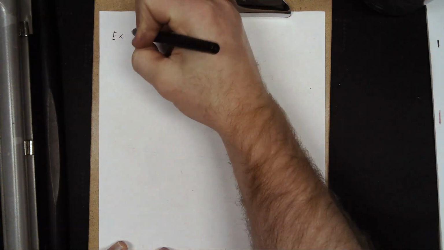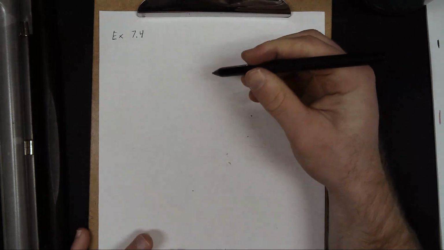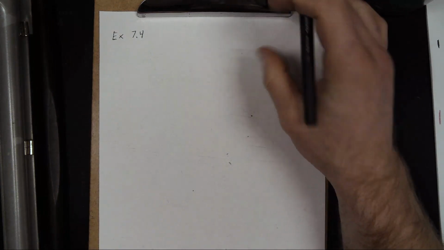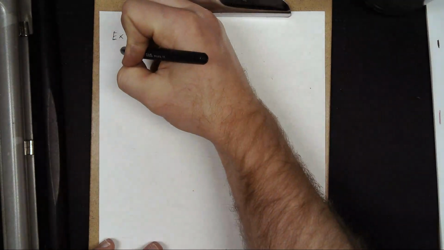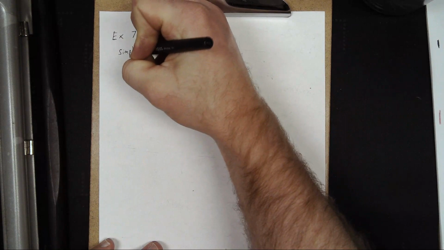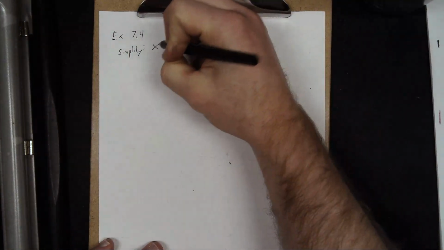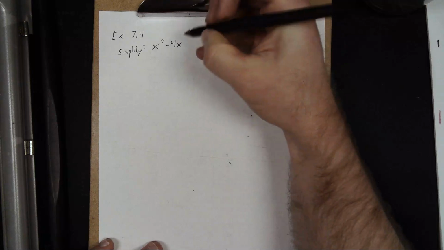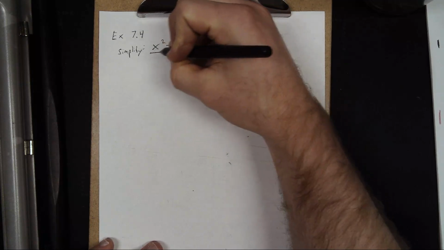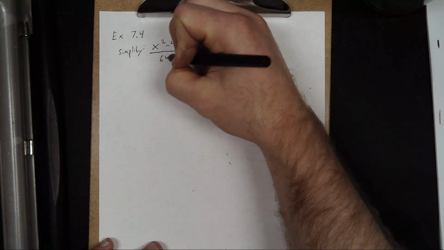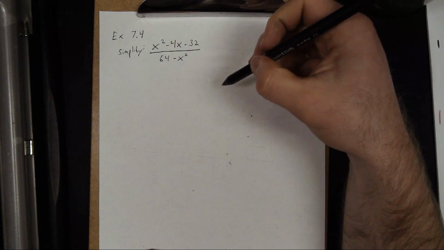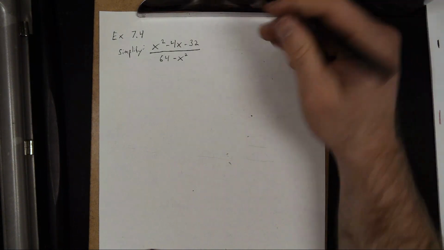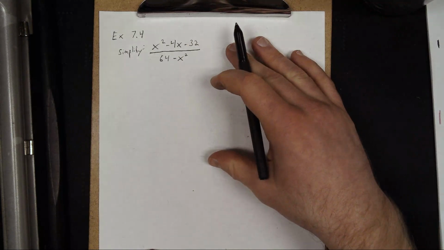Now let's try another example here. Example 7.4. And this one we did today. Today is Tuesday. So we are going to simplify x squared minus 4x minus 32 over 64 minus x squared. Okay, so why is this one weird? Take a minute, look at it, try and see if you can figure out what's different.